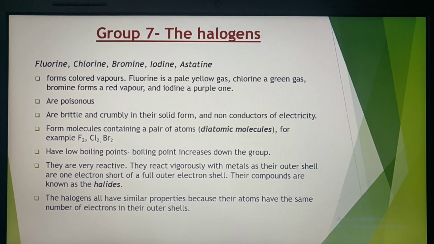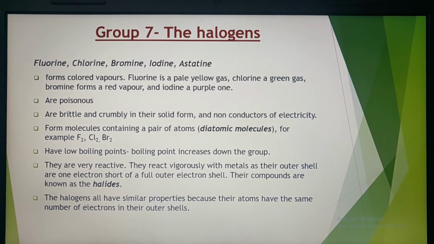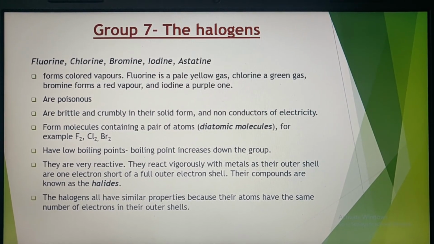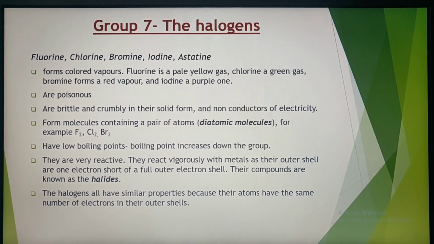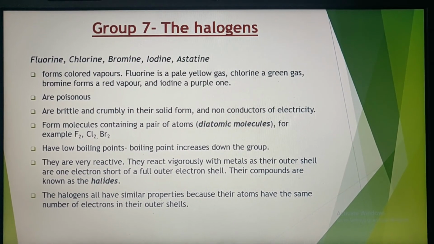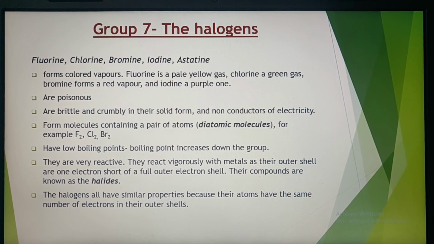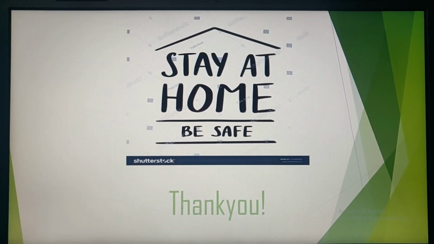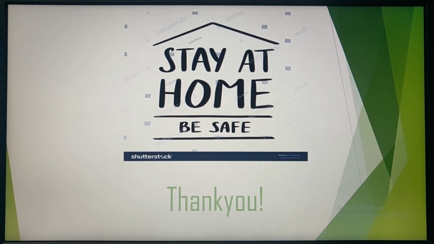The halogens all have similar properties because their atoms have the same number of electrons in the outer shell. So they all have one electron short. They have 7 electrons in the outer shell. So in that case they have similar properties. So atoms in the same group have the same properties. I hope you understood it.